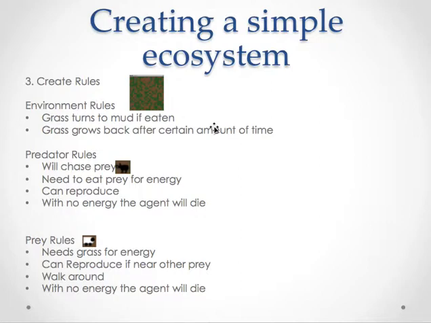First we add rules to the environment, which is very simple. There are just two rules. First, grass turns to mud if the grass is eaten by an agent, and grass grows back after a certain amount of time.